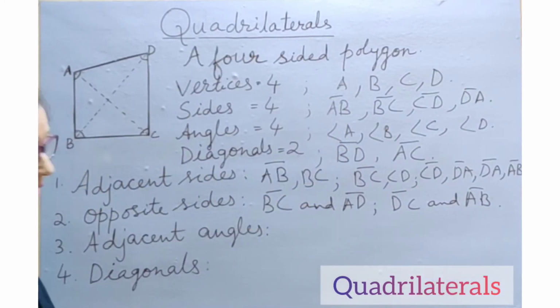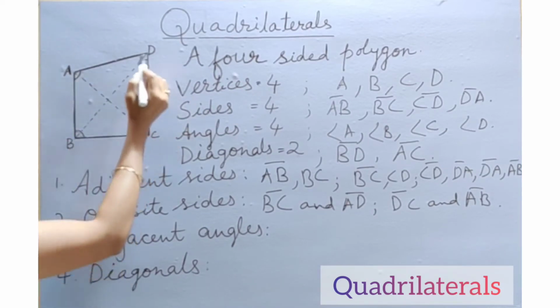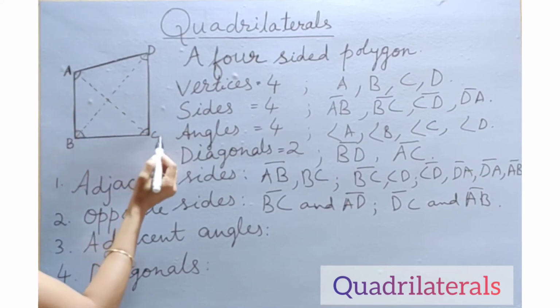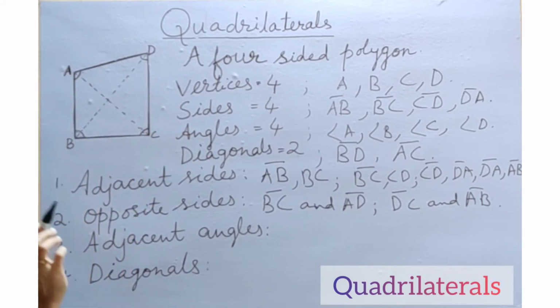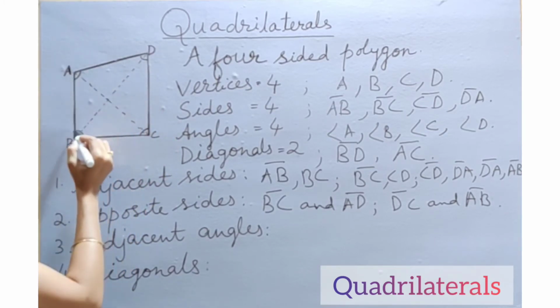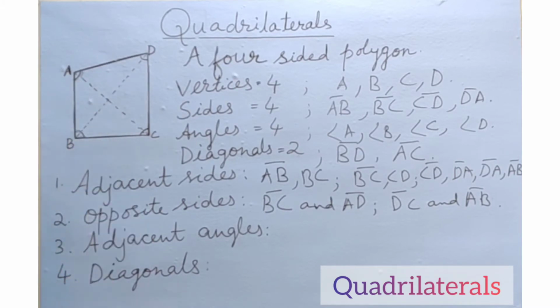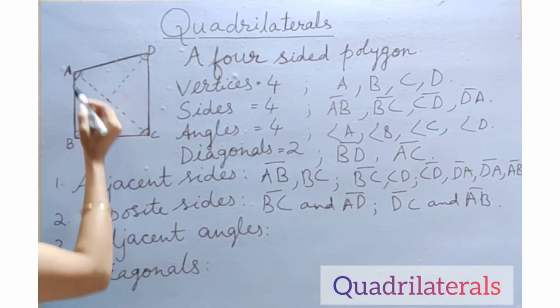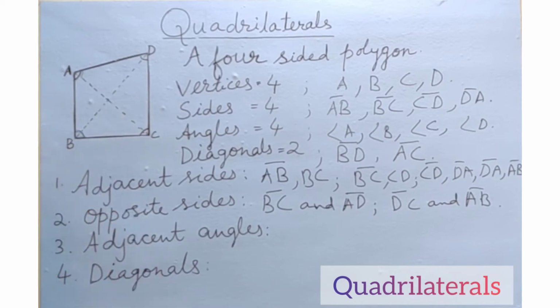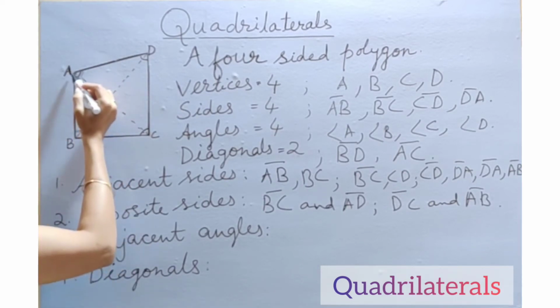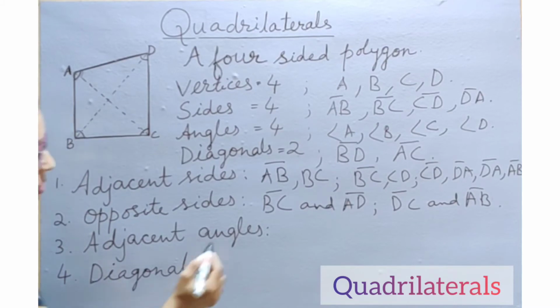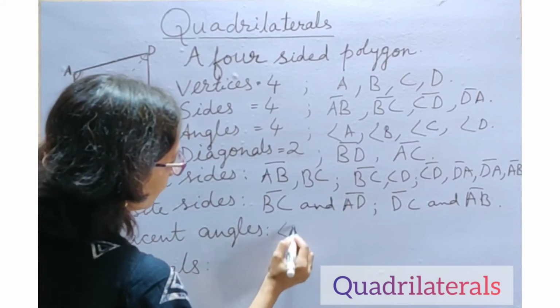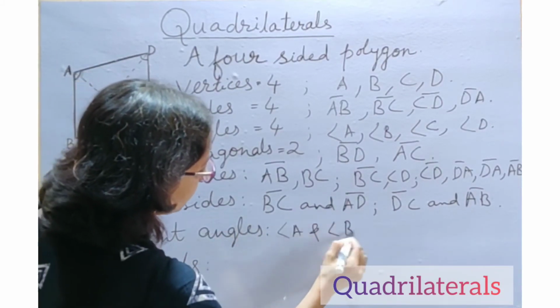Now let us understand what are adjacent angles. Here we can see there are 4 angles, angle A, angle B, angle C and angle D. Now what are adjacent angles? Angle A and angle B can be called adjacent angles because they have a common side AB between them. So the first pair of adjacent angles is angle A and angle B.